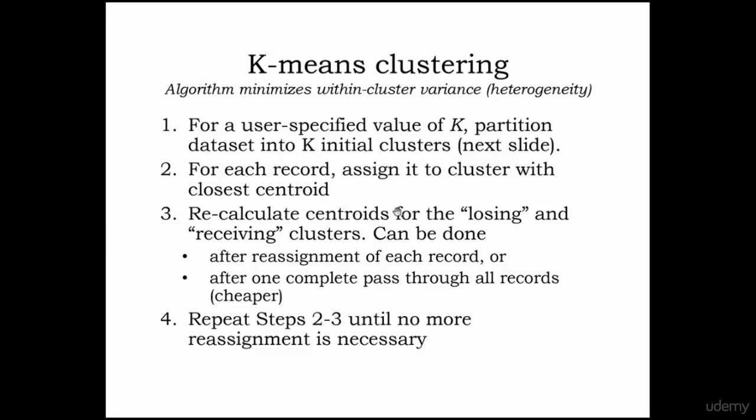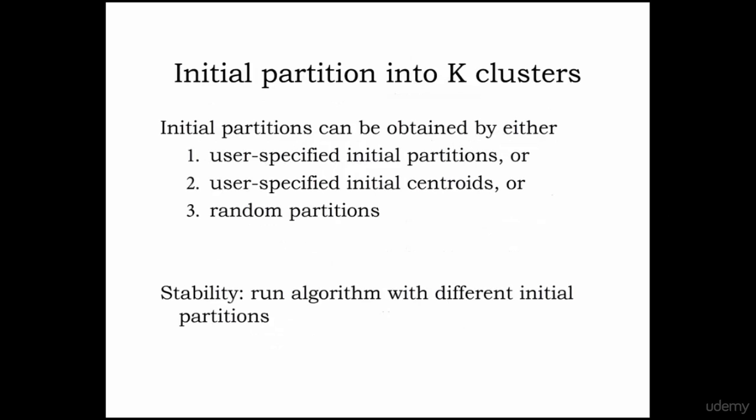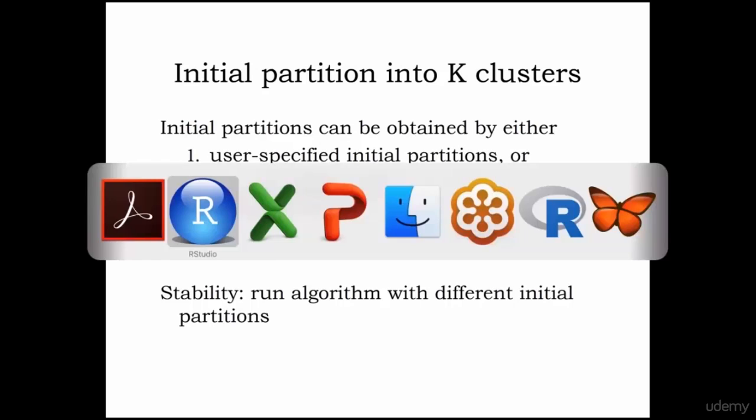We recalculate the centroid for the losing and receiving clusters. It can be done after reassignment of each record or after one complete pass through all records. Repeat steps 2 to 3 until no more reassignment is necessary. All right. I know that you could not understand the majority of that. So let me explain this to you using the R code.